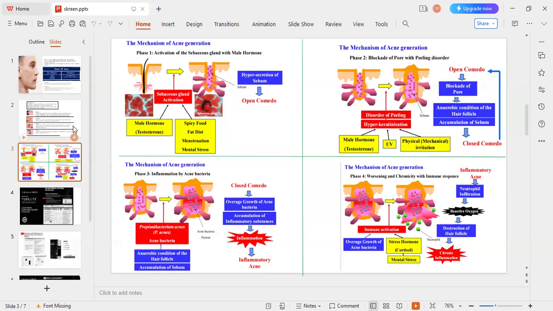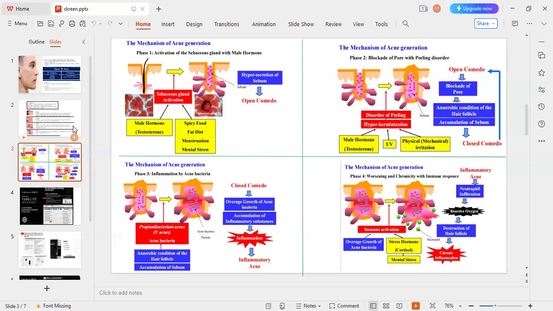Another way of acne generation is the blockade of pores with a peeling disorder. This also happens when there is activation of male hormones like testosterone, when we are exposed to too much ultraviolet radiation, or when there is some physical, mechanical irritation, so there will be some disorder of peeling. There will be hyperkeratinization. Hyperkeratinization means there is some abnormality in the shedding of the skin. We know that after a point of time, new skin always comes and dead skin cells are thrown out.